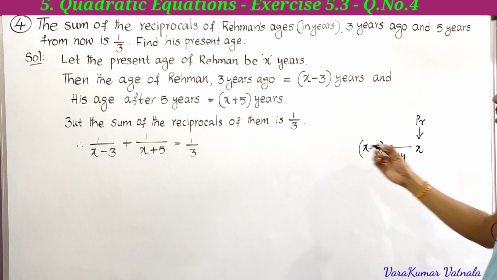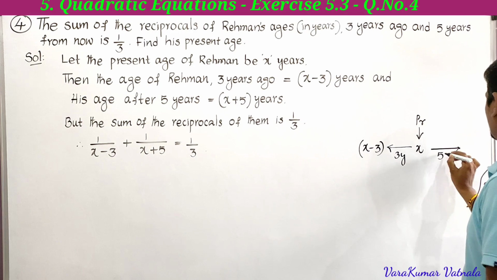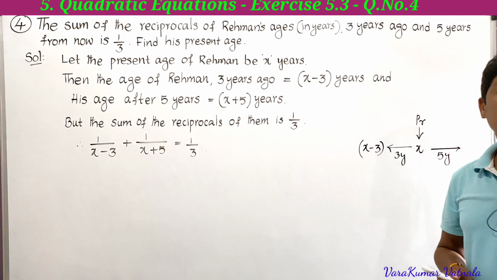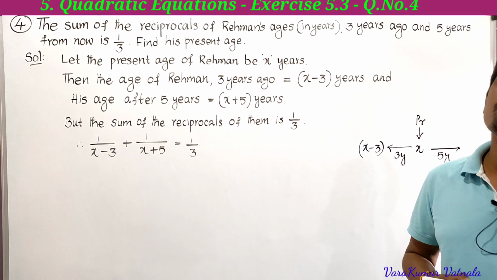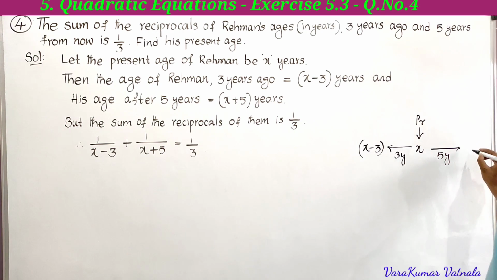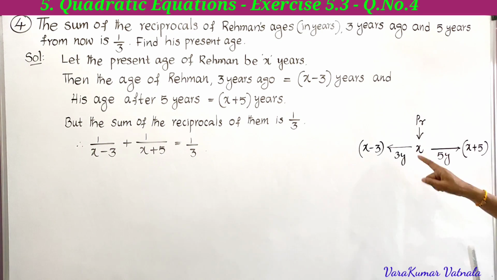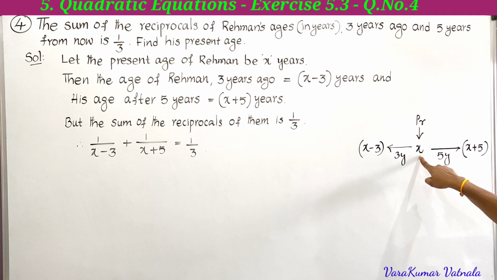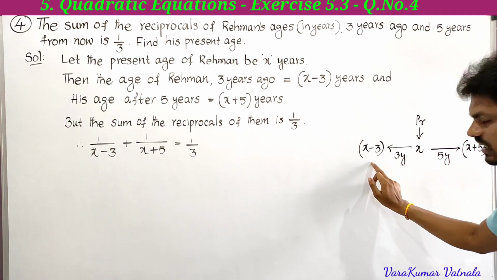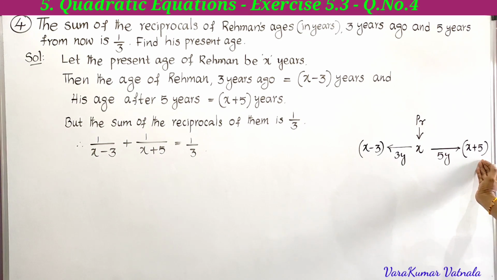Next, 5 years from now, after 5 years, his age becomes how much? Suppose the age of Rahman is 10 years, after 5 years his age becomes 10 plus 5, that is 15 years. So here also the present age is x, then after 5 years his age becomes x plus 5. So this you have to understand. Let the present age of Rahman be x years. 3 years ago his age is x minus 3 years. 5 years after his age is x plus 5 years.